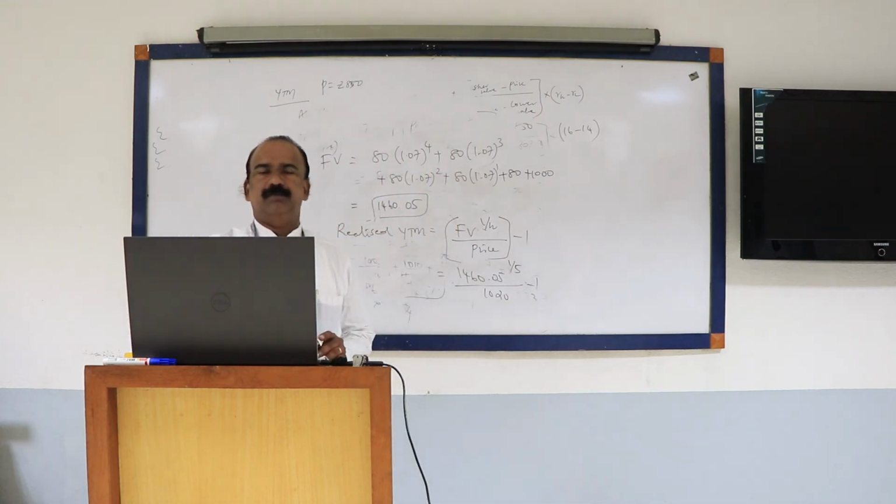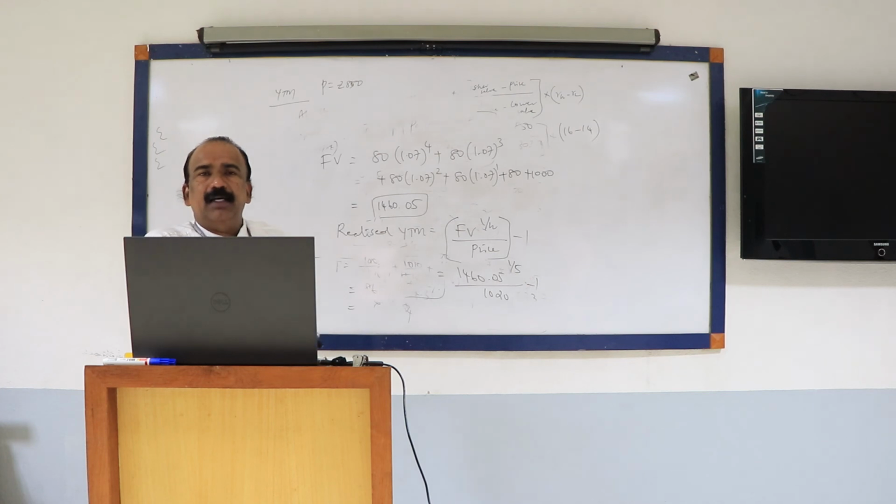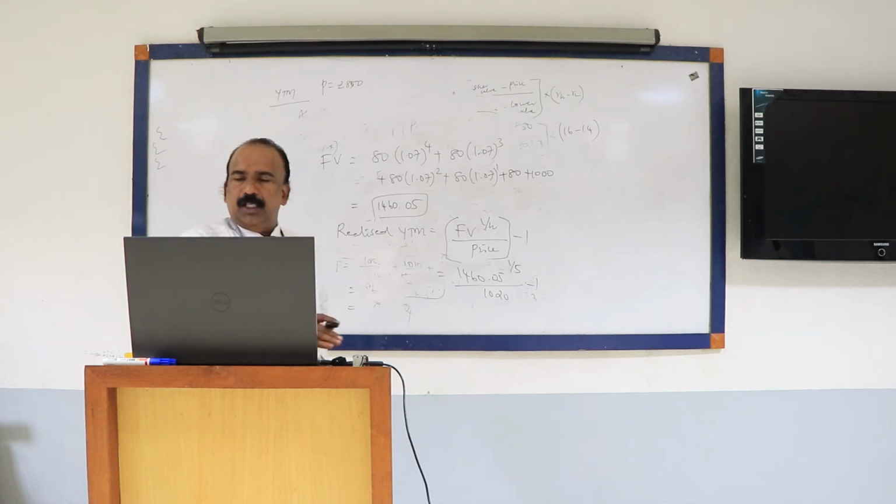How much comes? So 1 by 5, you should take log, or you should use the scientific calculator. Then only you will get the value. Scientific calculator, engineering students. You will have to use a scientific calculator to get power 1 by 5, otherwise you have to use the log value. For the examination you can use scientific calculators. So 1460.05 power 1 by 5 divided by 1020 minus 1.